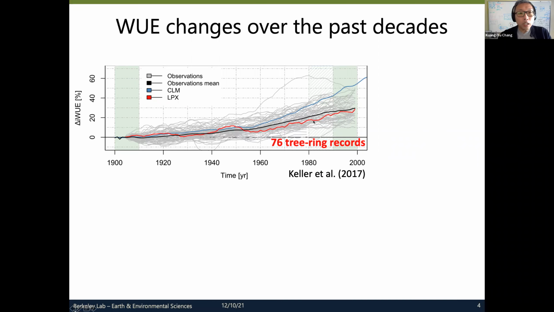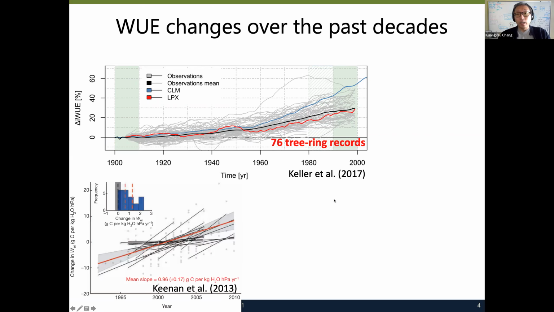Here, the solid black line shows that intrinsic water use efficiency increased by about 27% since 1900, but there's a large inter-site variability across the 76 tree ring records, as shown in individual gray lines. Similar results were found in ecosystem scale eddy covariance measurements that show a strong increasing trend in the overall inherent water use efficiency, while the inter-site variability remained large across the 21 sites.